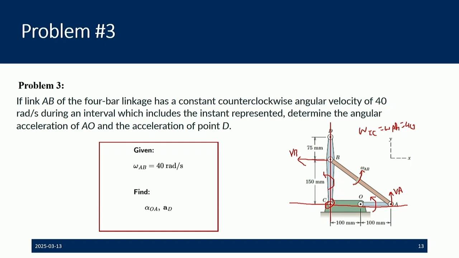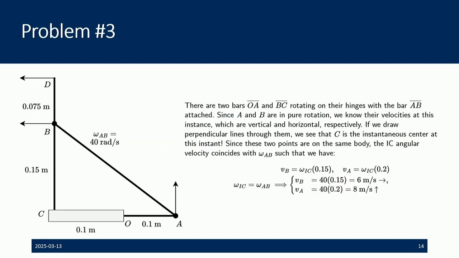Since you have the angular velocity and the geometry and the distance to the points, you can get the velocities A and B immediately. So in this case, VA would be 200 millimeters times the angular velocity, and VB would be 150 millimeters times that. So I've summarized this in this slide. Basically, you have that VB is basically 40 times 0.15, which is 6 meters per second.